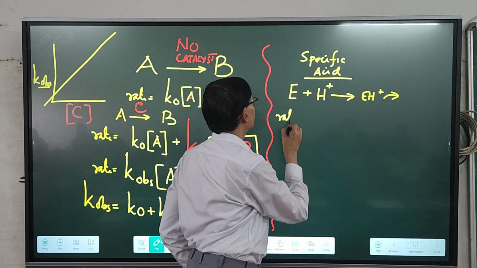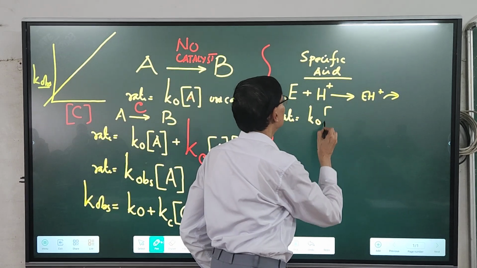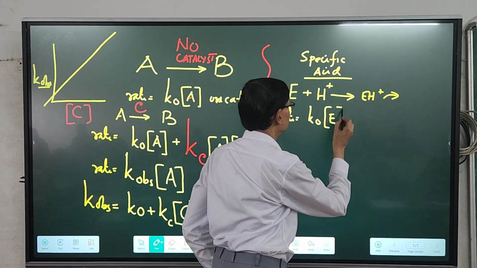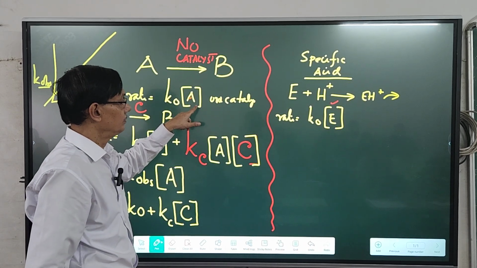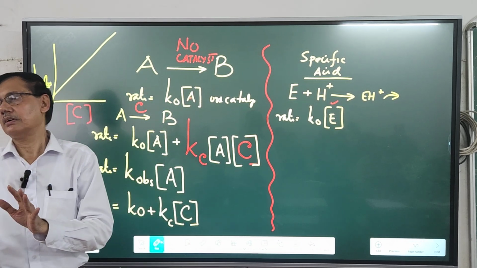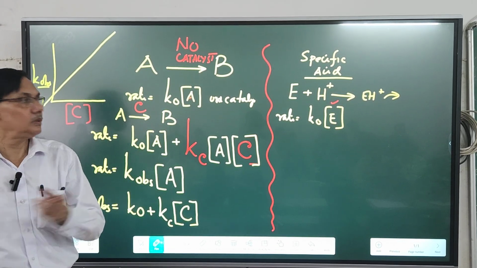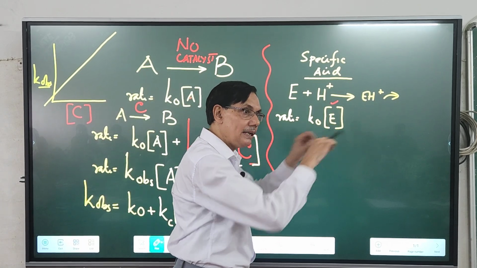First, rate is equal to K0 E, where E means the first substance. Suppose there is no catalysis, but in spite of that there is a possibility. It's okay. Then you add hydrogen ion.